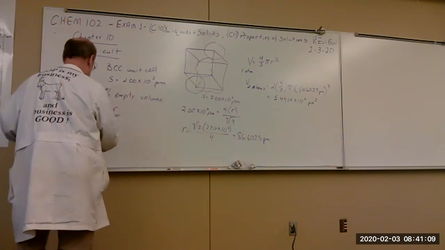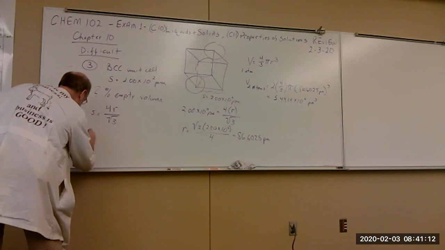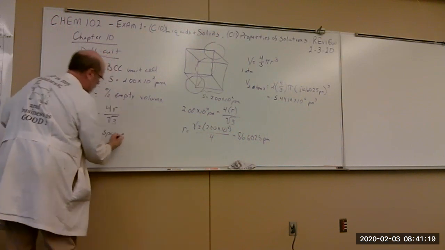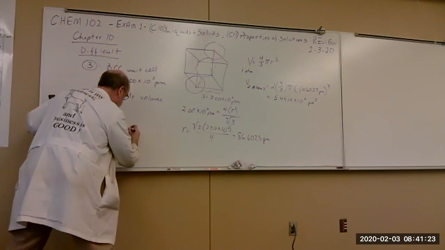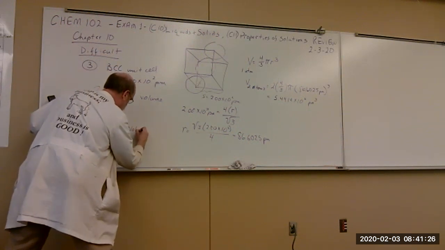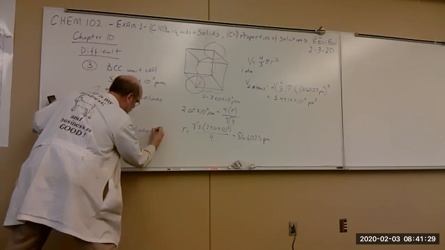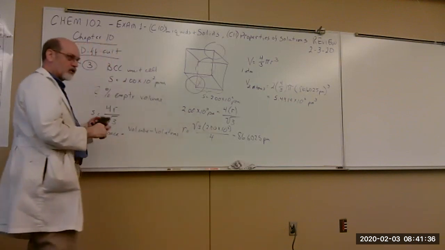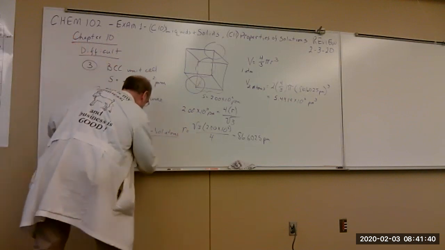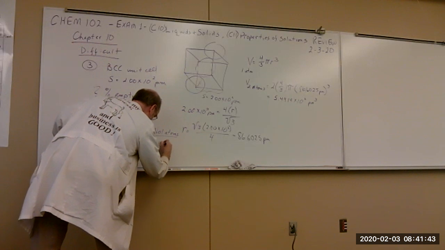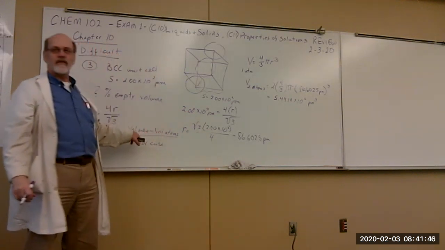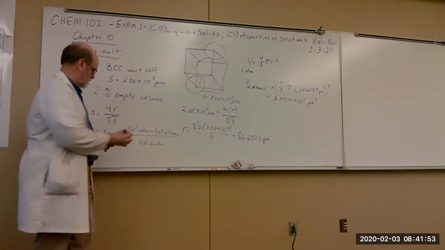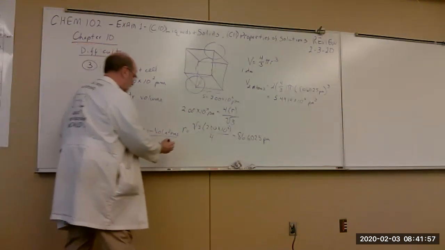We're going to have percent empty space. Where am I going with this? I need the volume of the cube minus the volume of atoms in the cube, divided by the volume of the cube. Because if we take away the volume of the atoms from the volume of the cube, what we're left with is empty space, right? So this is the empty space, and then times.